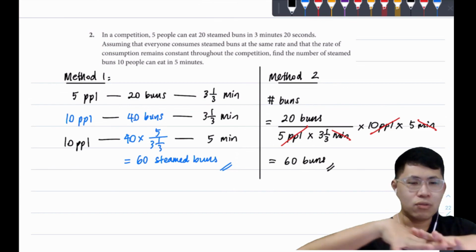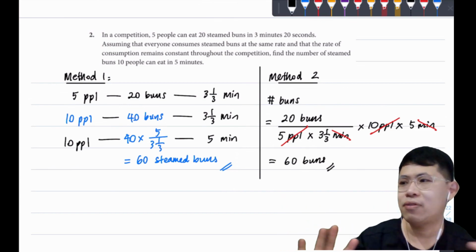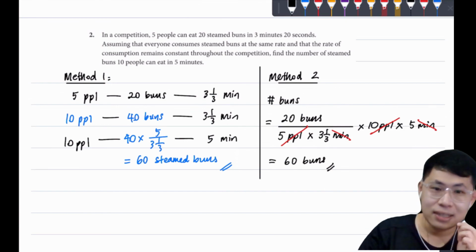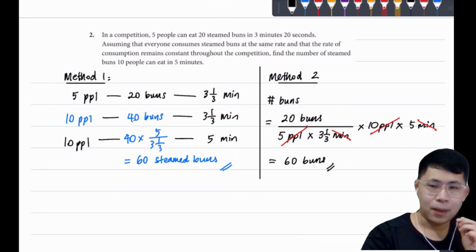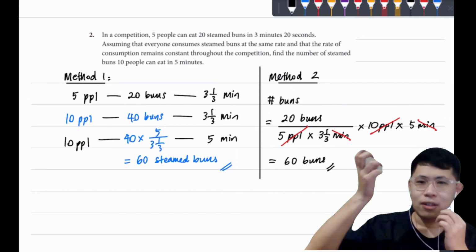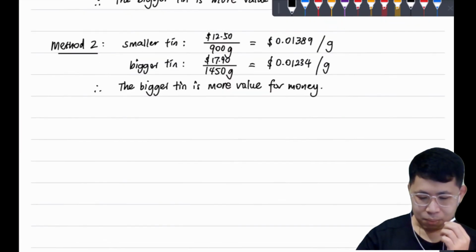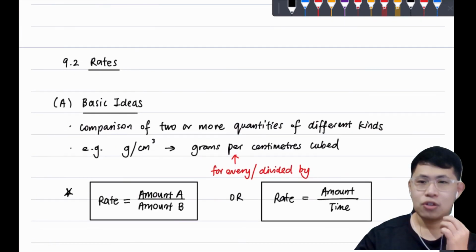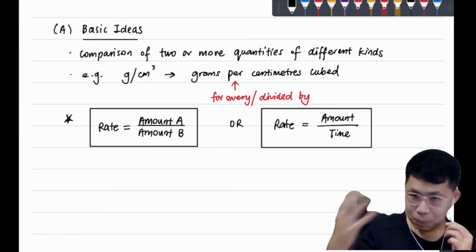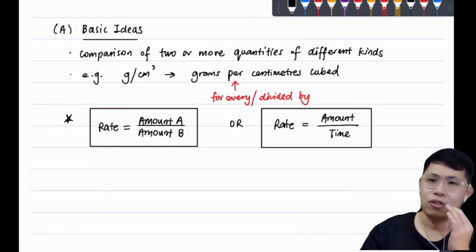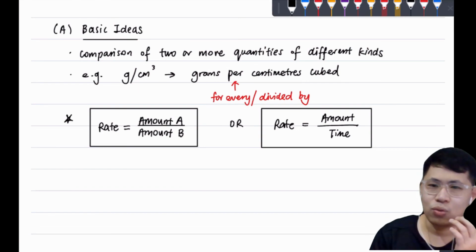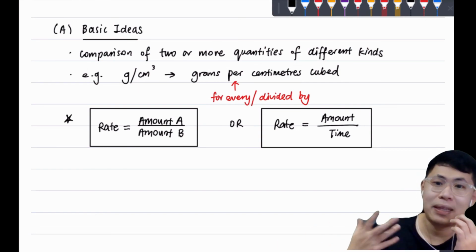So hopefully this variety of questions will give us the tools and the awareness that we need to solve questions involving rates. Okay, so moving forward, all you need to remember is the most important thing regarding rate, which is the formula for rate, which is amount A over amount B, or any amount divided by time if you're looking for speed. Like how fast are you doing certain things, or how fast are you spending money.